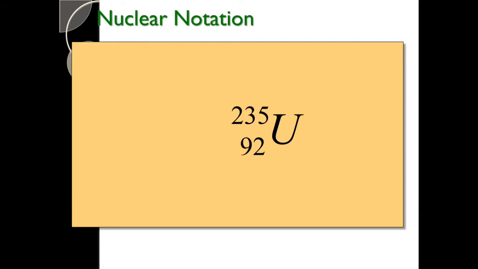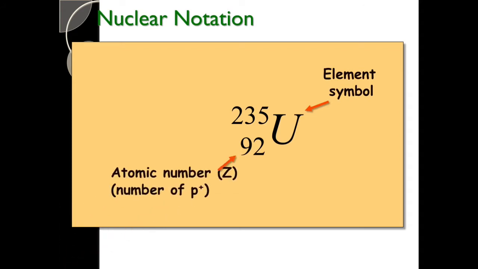Our nuclear notation tells us a couple of things. The first thing it tells us is our element symbol. And where do we find our element symbol? Periodic table. So it's just whatever letters are on the periodic table. It also tells us our atomic number, which is our number of protons, which is also on the periodic table.